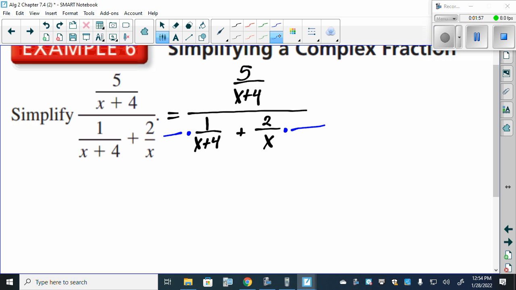Now when we look at the 1 over x plus 4 and the 2 over x, the 1 over x plus 4, I need to multiply top and bottom by x over x, so that the denominator will have everything that the 2 over x has. And the 2 over x, I need to multiply by x plus 4 over x plus 4. Because by doing this, both denominators will have the exact same thing.